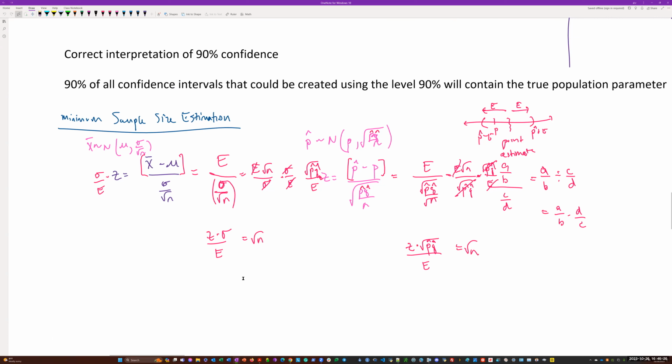Now I got to solve for n. How do you solve for n now? So you got to get rid of the square root. You got to square both sides. So that means n is going to equal z squared times sigma squared all over E squared in this case, right? And then in this case, n is going to equal z squared times p hat q hat over E squared. Does that make sense? When you square the square root, the square root just goes away. Does that make sense?